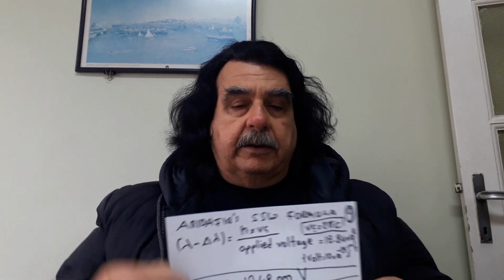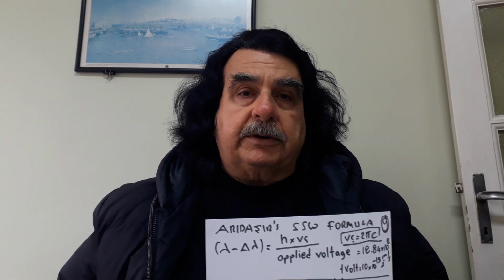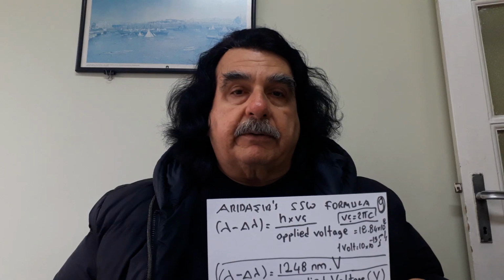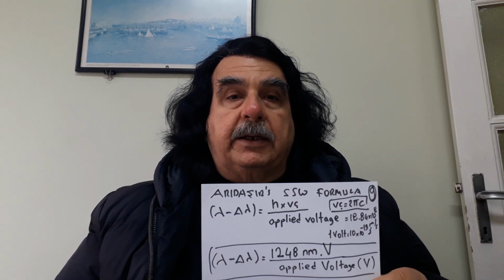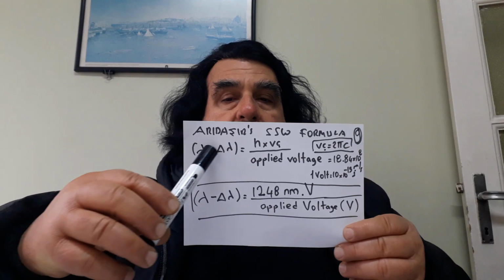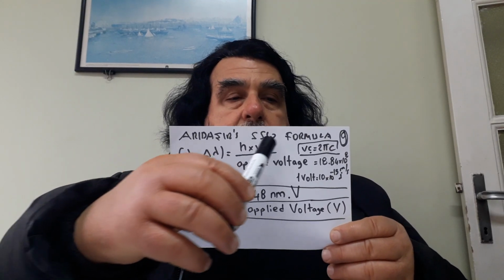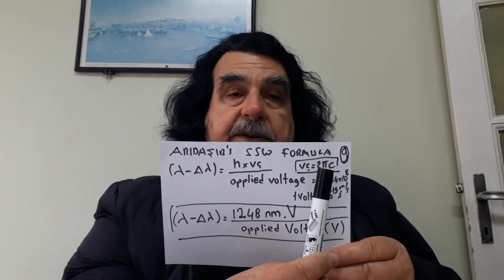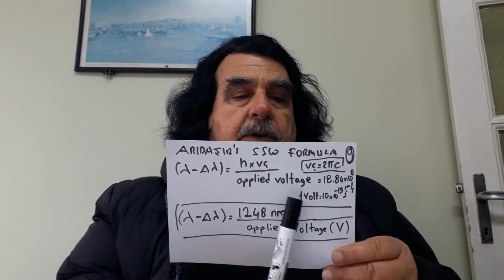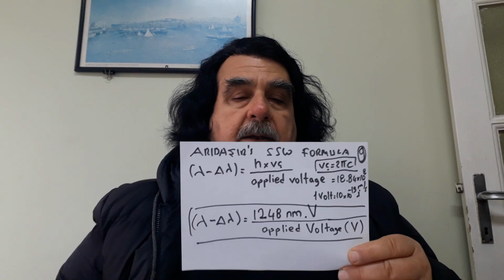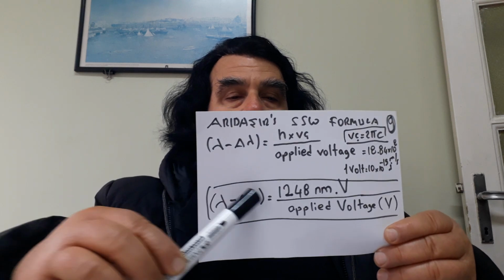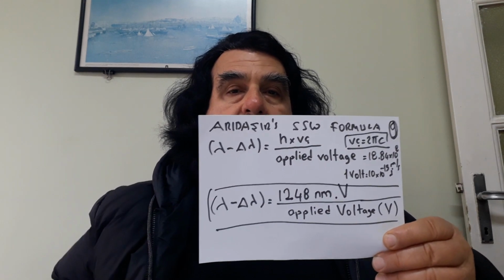Then finally, my shortest shortened wavelength formula for an accelerated electron related to voltage and gained velocity. Lambda minus delta lambda equals this. Vg is 2 pi c. 1 volt is 10 to the minus 19 joules. Final formula, here it is. Coherent formula.